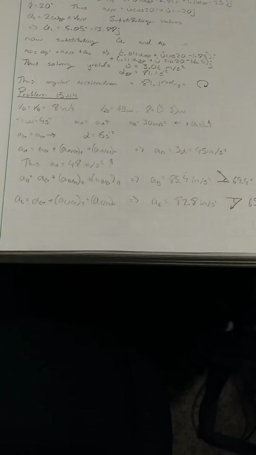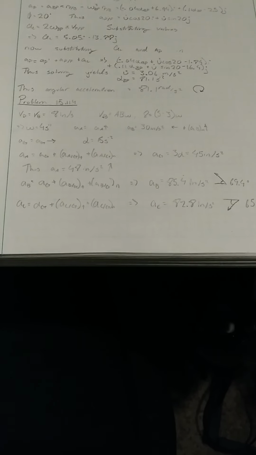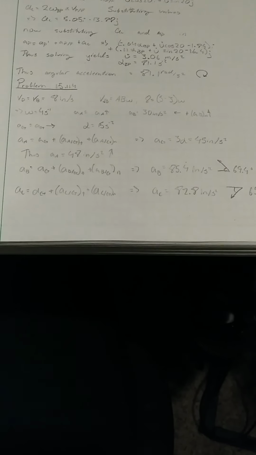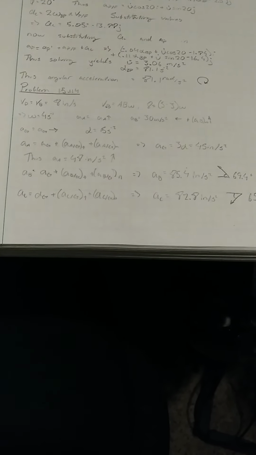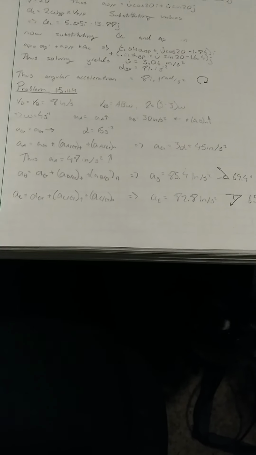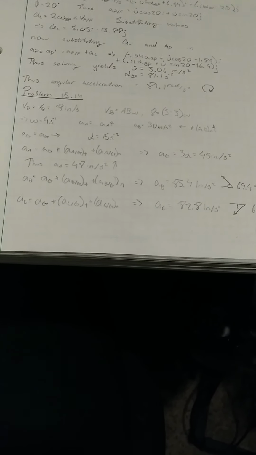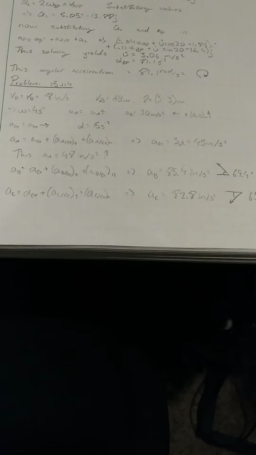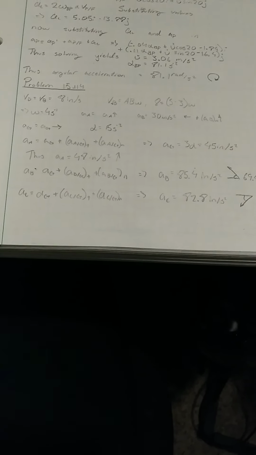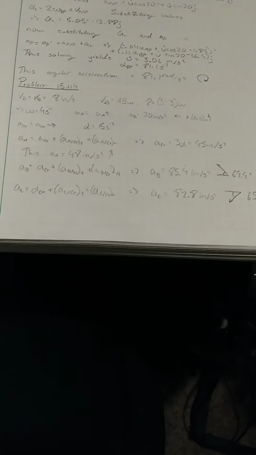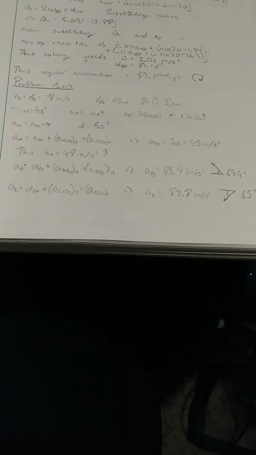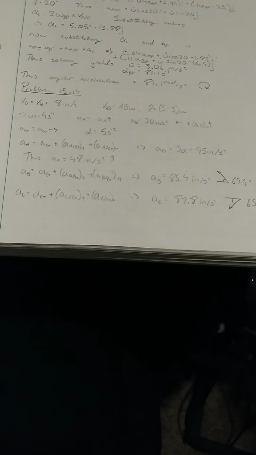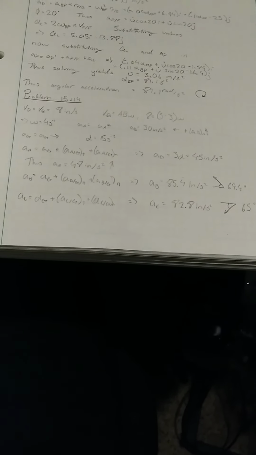And then we take those values and plug them into our equation for a sub A, and we've got a sub A equals a sub G plus a sub A/G tangential plus a sub A/G normal. And then we go through and solve that for a sub A and get that equals 48 inches per second squared up.